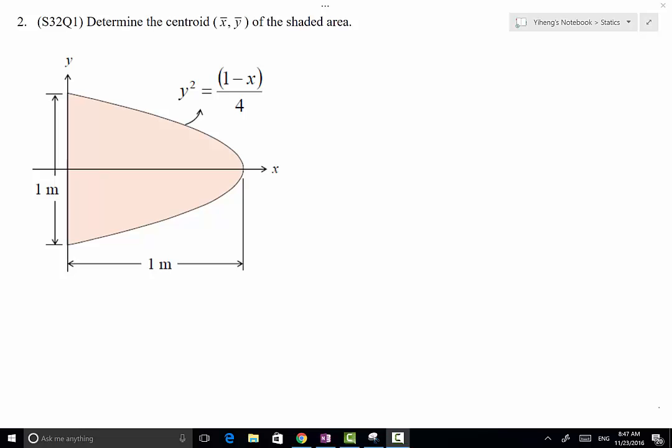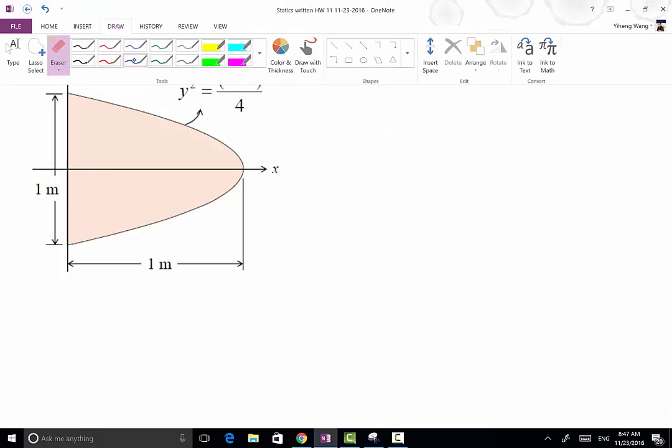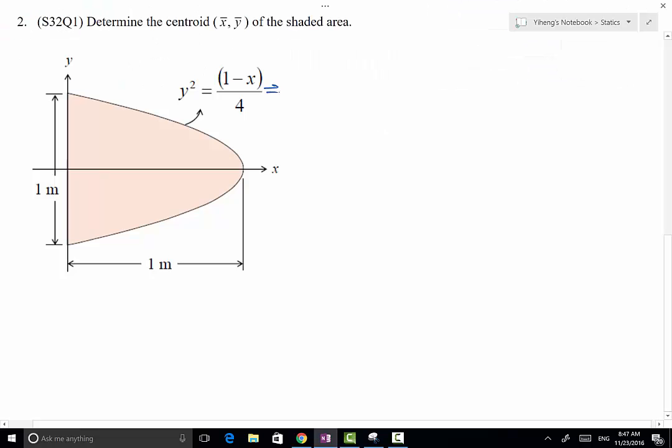Let's look at this problem. We're given this shaded area. This shape right here is defined by this equation, y squared equals 1 minus x over 4. From that equation, we can actually derive the equation for x. So if y squared equals 1 minus x over 4, then x equals 1 minus 4y squared.